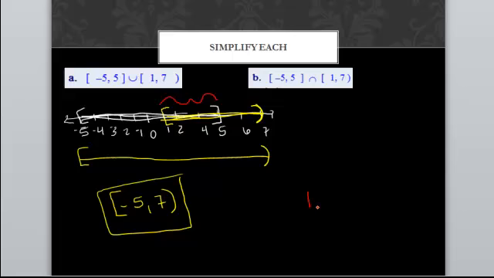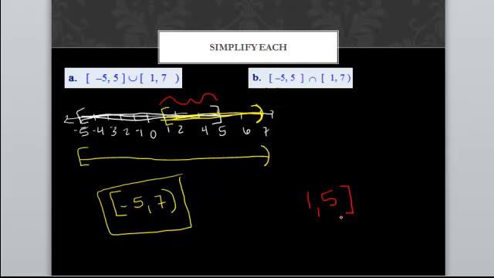Well, let's see. We know we have a 1 and a 5. Is 5 included in both sets? This one stops at 5, but we have a bracket. That means it is included. We know it's inside this one, so we do include the 5. Remember, it must be included in both if it's an intersection.